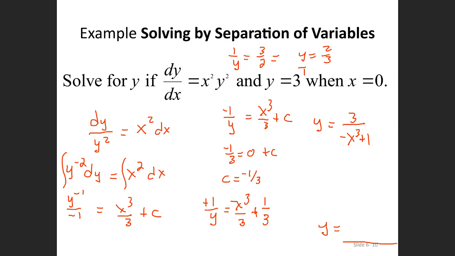So here's my answer. This is it. Y is equal to 3 over negative x plus 1. That is it. There's quite a bit of work to do to get to that point. And the last step usually is the one that really messes kids up. So far, so good? All right, let's try another one.